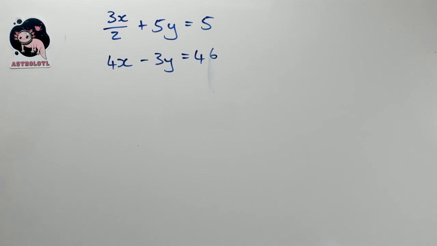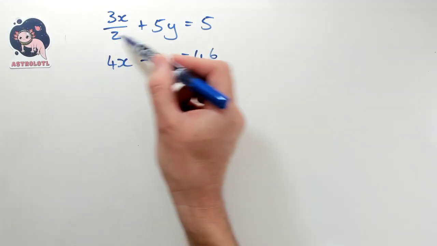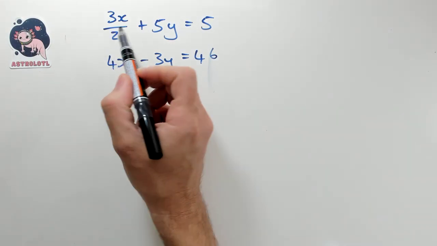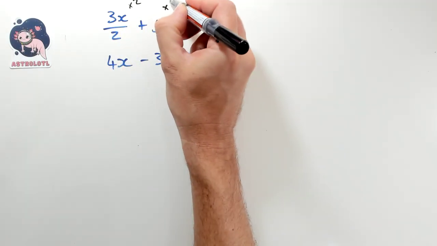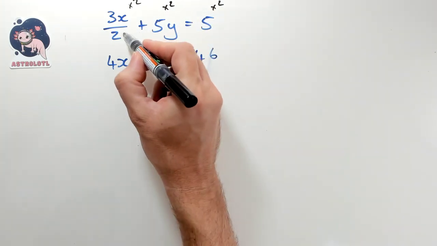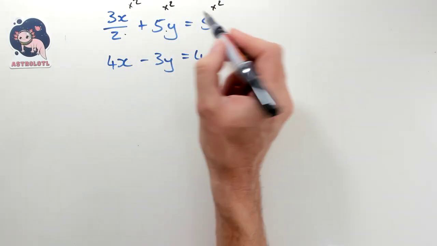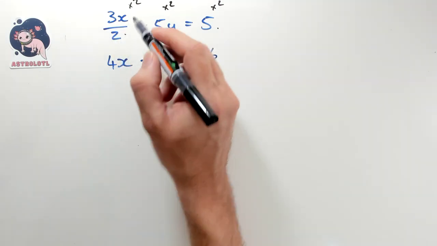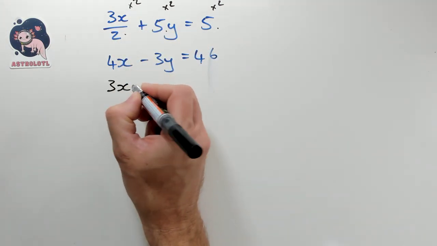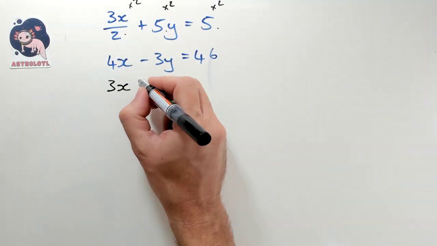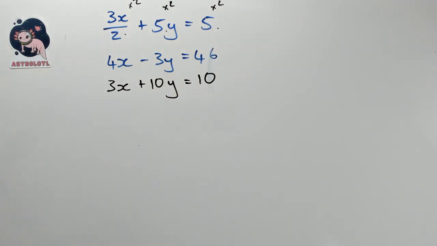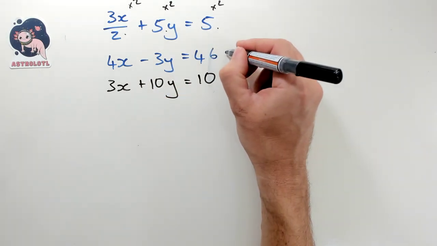So if I look at this one, the first thing that I definitely want to do is rewrite this because I don't want fractions in here. It just makes life a little bit more tricky. So I'm going to multiply every single term by 2. And it's important that you multiply this term and that term by 2, and not just this one and that one. Okay, so this is going to become a 3x, which is fine. This is going to be a 10y, and this is going to be 10. Okay, so now I have these two equations.